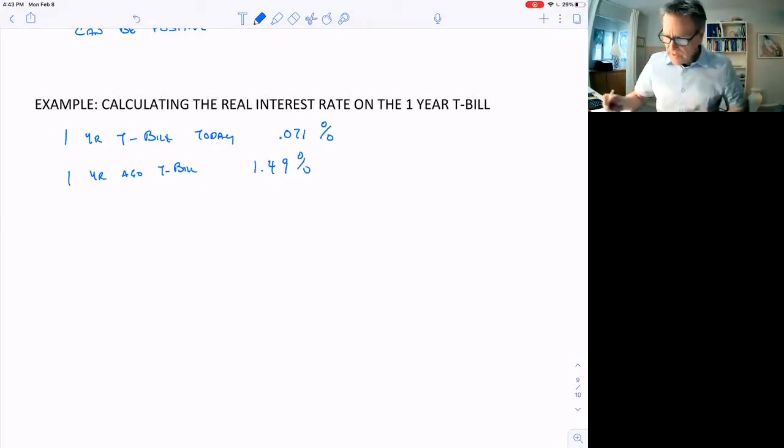Now to calculate the real interest rate, we need the Fisher equation, which is i equals r plus pi. So if someone bought a T-bill a year ago, they got a yield of 1.49%. And that's the nominal rate. That's the little i.